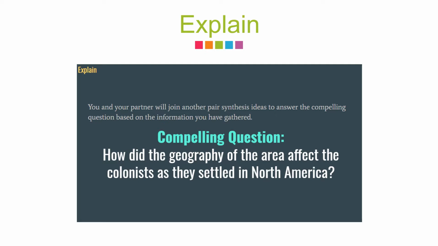will have these partner groups come together to create an answer for how the geography of the area affected the colonists as they settled. The reason we have two different groups coming together is because through the explore stage, they might have both gained some different understandings that the other partner group did not find, and that way they can have an even broader understanding on the topic by coming together to answer the compelling question.